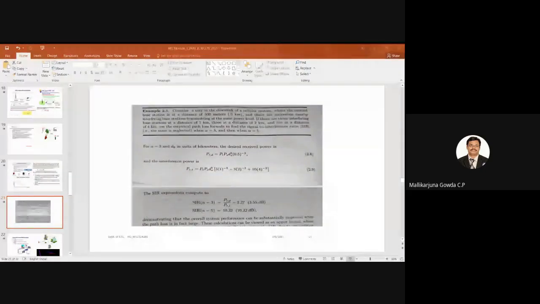So that is why I have written 3 into 1 to the power of minus 3. There are 3 interfering base stations at a distance of 1 kilometer. Then there are 3 interfering base stations at a distance of 2 kilometers, that is why plus 3 into 2 to the power of minus 3 is written. Then there are 10 interfering base stations at a distance of 4 kilometers, so that is why 10 into 4 to the power of minus 3. Hope this is clear.